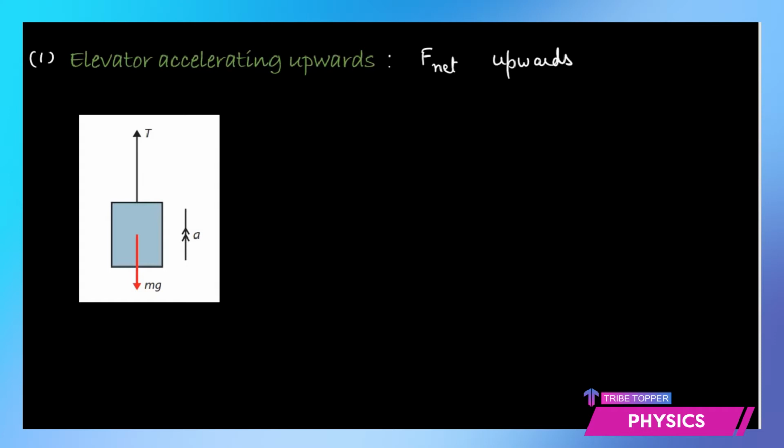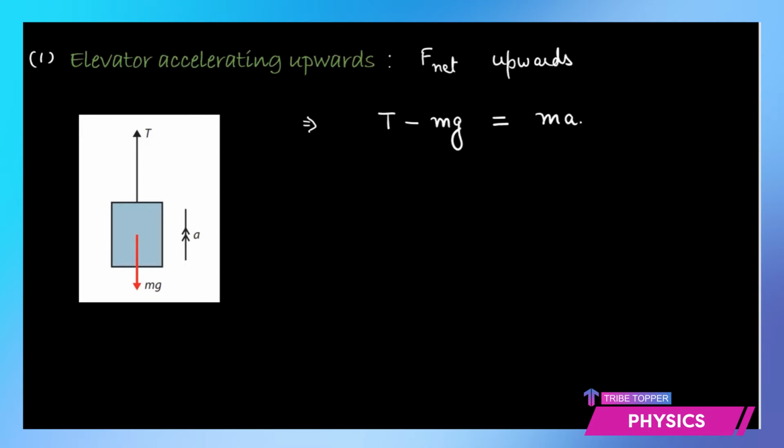And when the resultant force is upwards, it means my upward force will be greater than the downward force. Therefore, how will you formulate the equation? The upward force is tension minus the downward force is the weight. That gives you the net force, which is mass times acceleration, right?